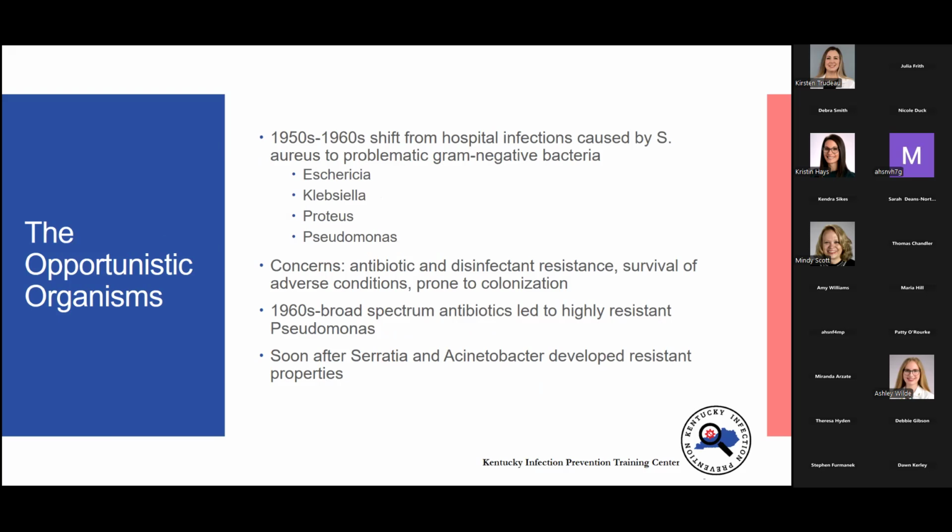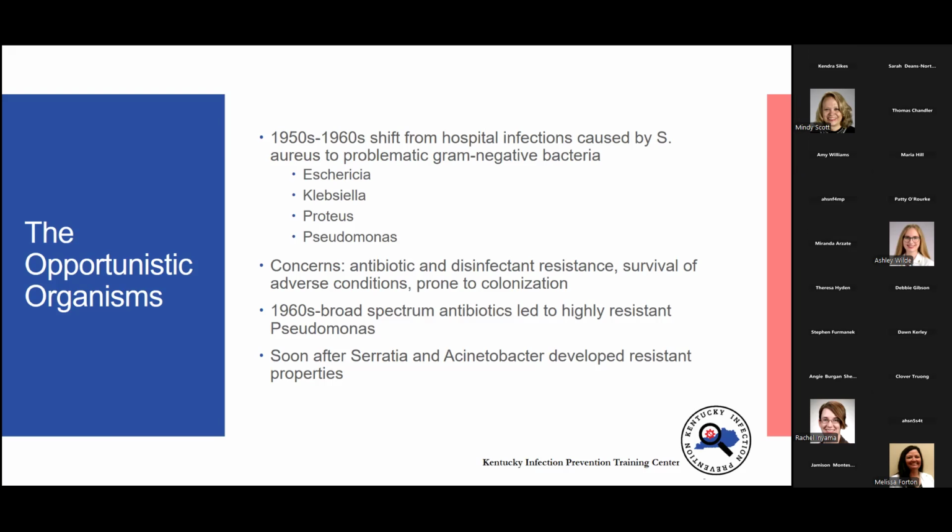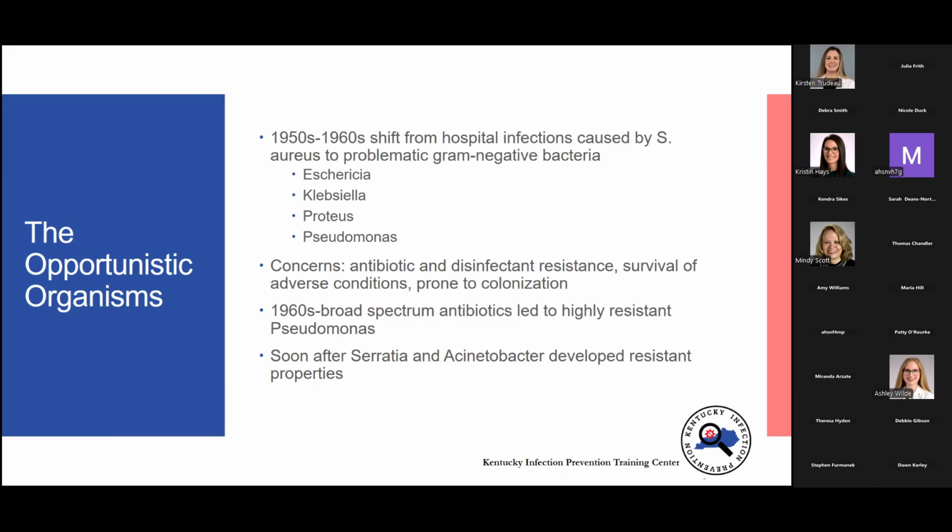So we have E. coli, Klebsiella, Proteus, Pseudomonas. The concerns were antibiotic and disinfectant resistance, the survival of these organisms in adverse conditions, and they are prone to colonization. By the 1960s, we had broad spectrum antibiotics that led to highly resistant Pseudomonas. And then soon after, Serratia and Acinetobacter developed resistant properties.